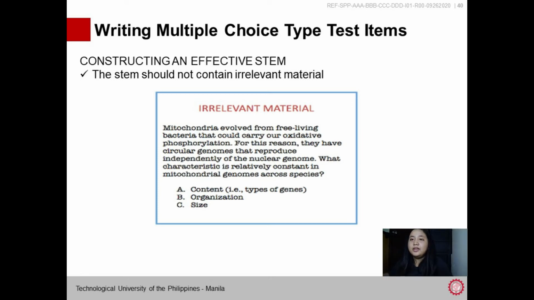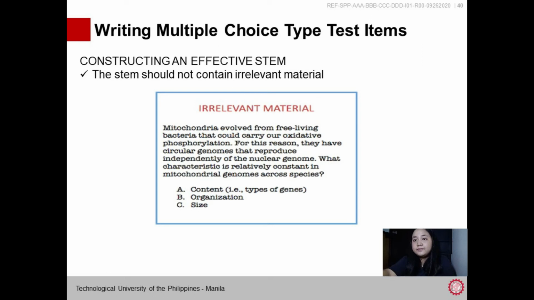So ayun, alam na agad kung ano yung sagot doon, which is parang malalaman na agad ng student kung ano yung sagot doon. So hindi na siya mag-analyze or hindi niya na i-understand yung question, which is yung naka-state sa pinaka-last. Hindi niya na i-analyze yun kasi nga stated na sa first sentence. So kailangan i-remove mo yung irrelevant material or yung mga unnecessary na information na hindi dapat gamitin sa pag-construct ng isang stem.